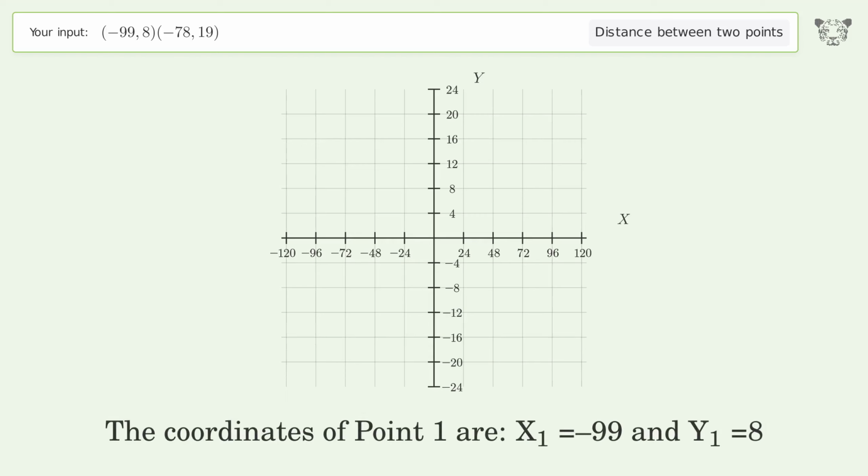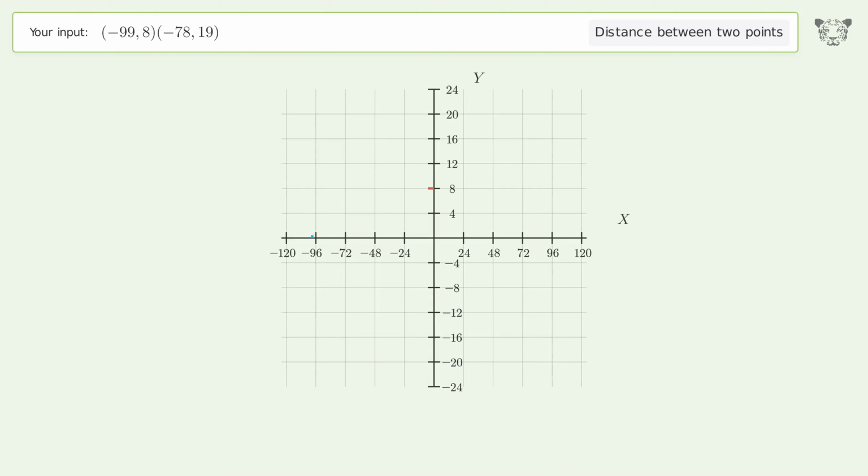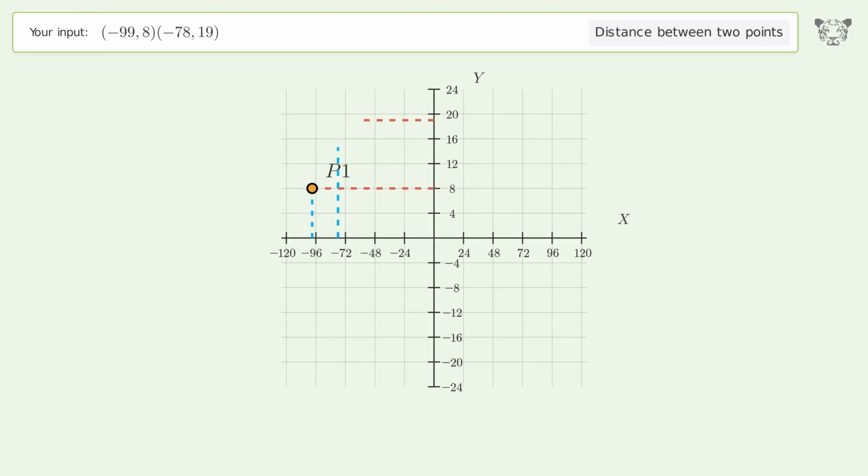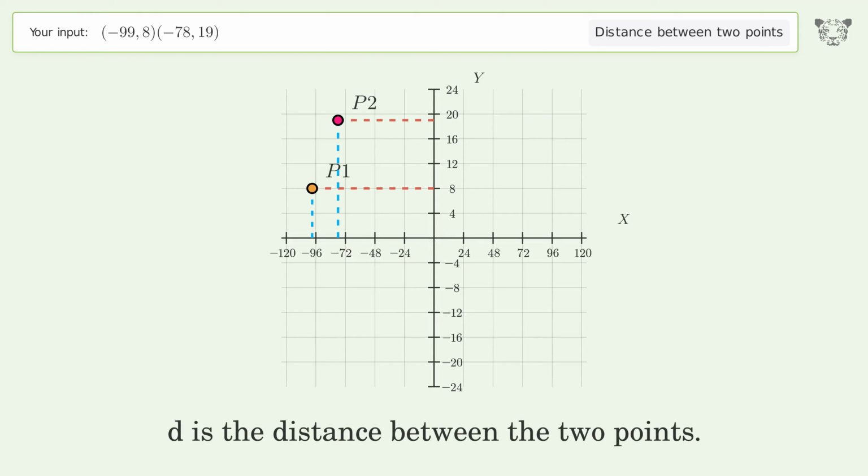The coordinates of point 1 are x1 equals -99 and y1 equals 8. The coordinates of point 2 are x2 equals -78 and y2 equals 19. D is the distance between the 2 points.